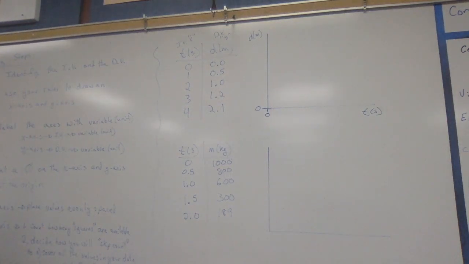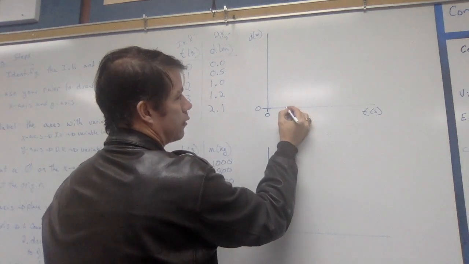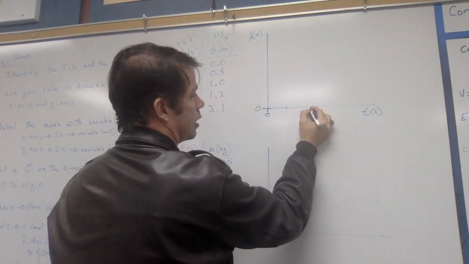Step 5, place values for the x-axis, place them evenly spaced. So we've got 4 values, so we're going to count every 2 squares, and we're going to make a mark.